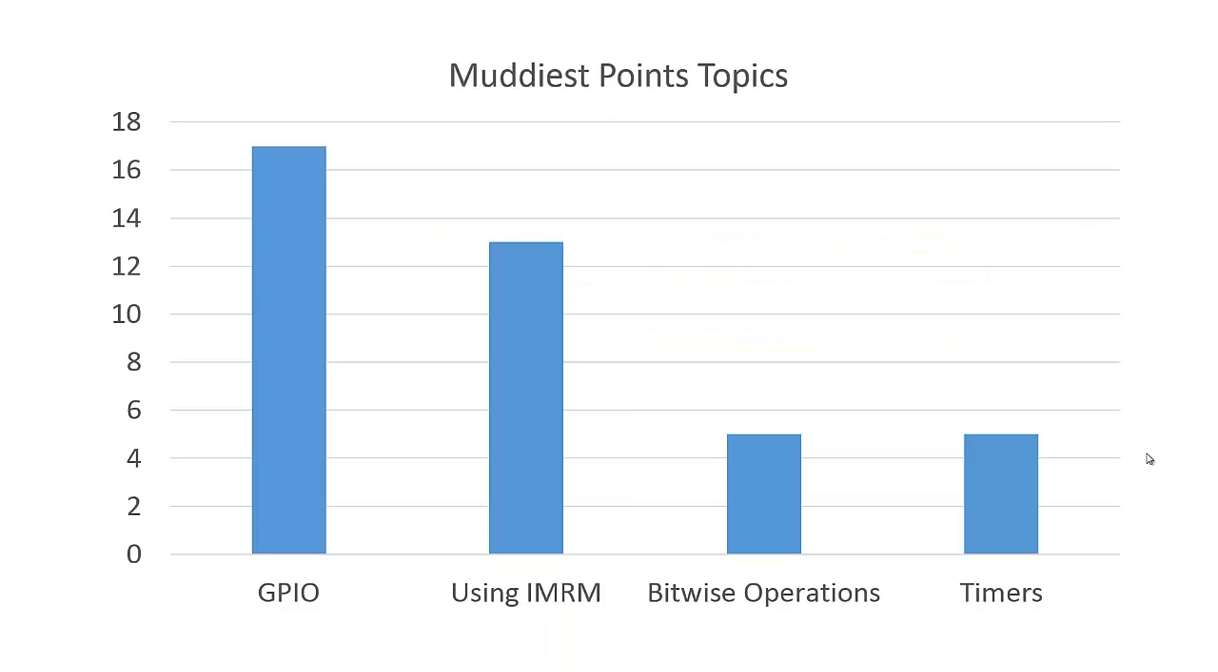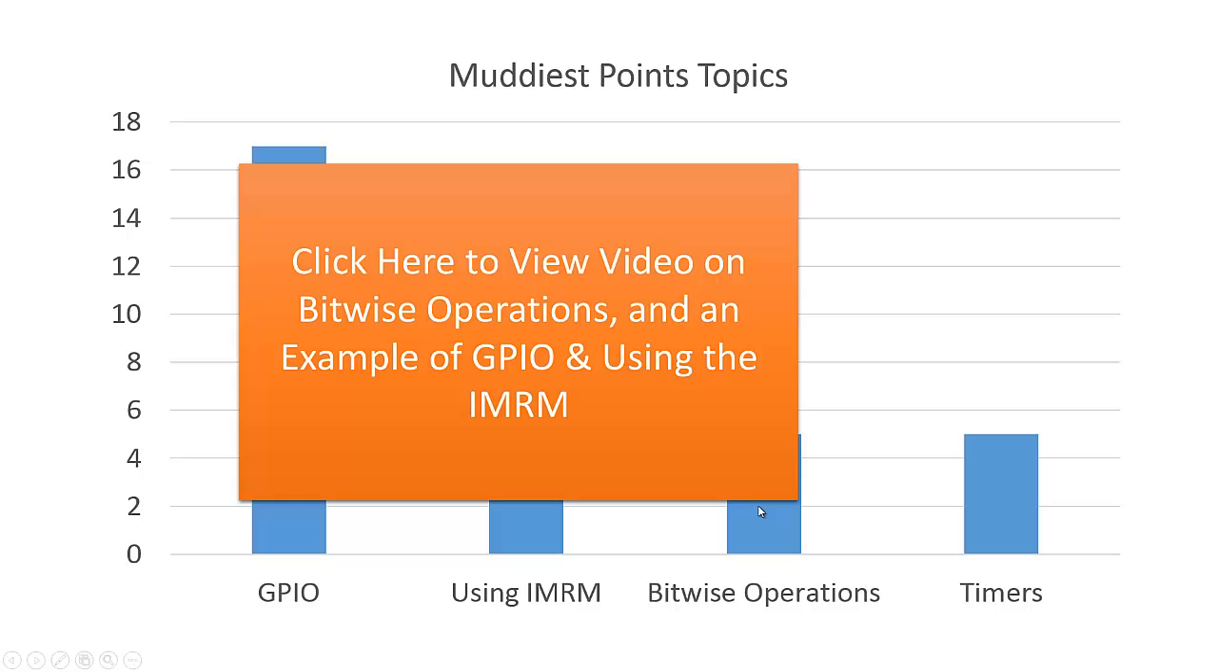Moving on, these are the questions that you guys mostly had, focusing on GPIO, using the IMRM, and bitwise operations. I actually have a video focusing on that, already posted. So if you want to see answers to those questions, please click on the orange box on YouTube, and it will take you directly to the other video, and you can watch that and get an idea of how to do that. And as always, let me know if you have any questions about the specifics of those.